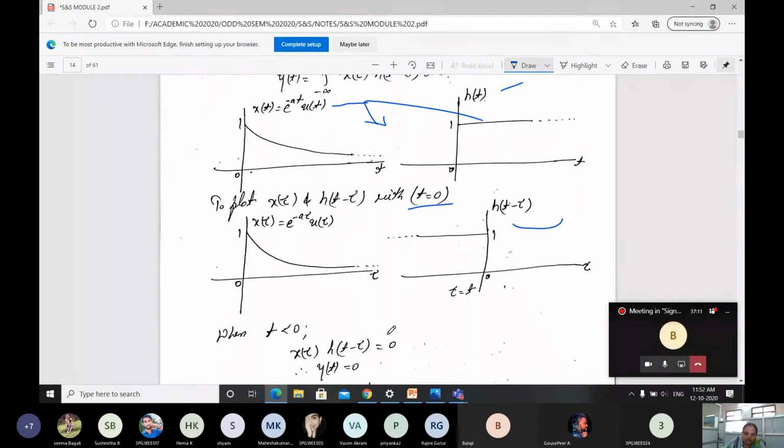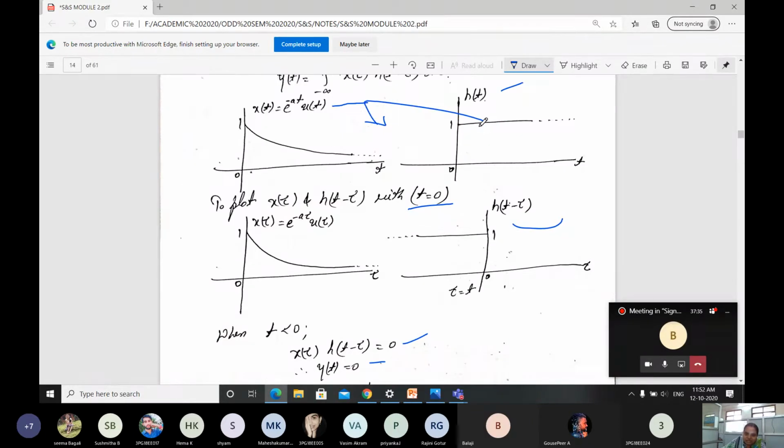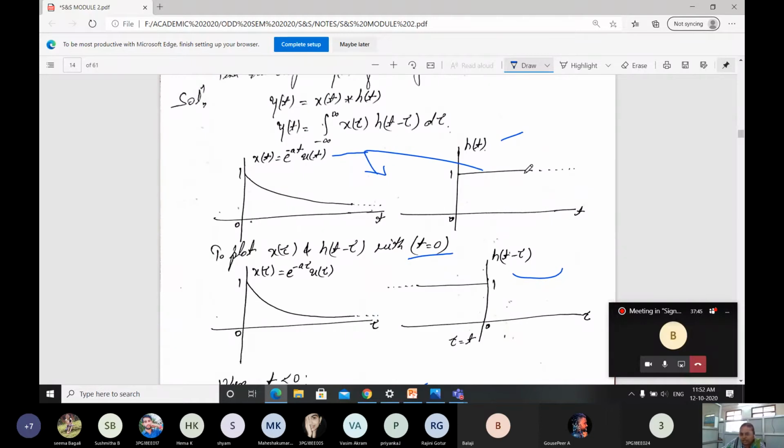When t is less than 0, is there any overlapping signal? The product x of tau h of t minus tau is 0 only. Therefore, y of t is also 0. When t is greater than or equal to 0, from 0 to t, the signal exists. We don't know at which value it will end, it is always continuous, but we should not take infinity. We consider that the signal exists up to a t value.